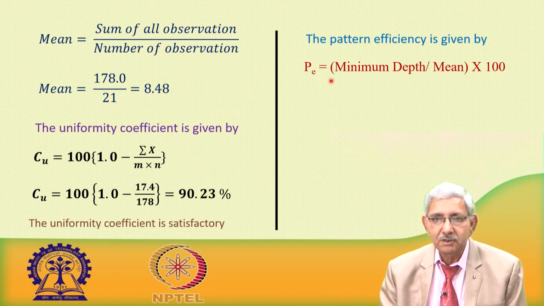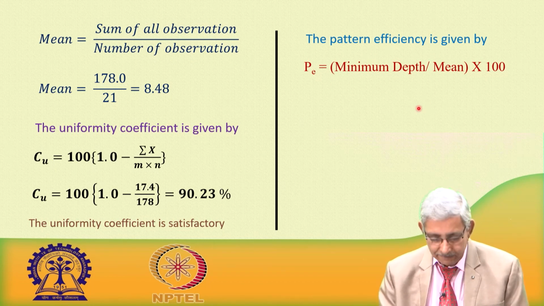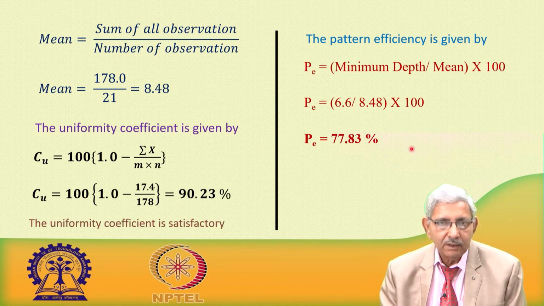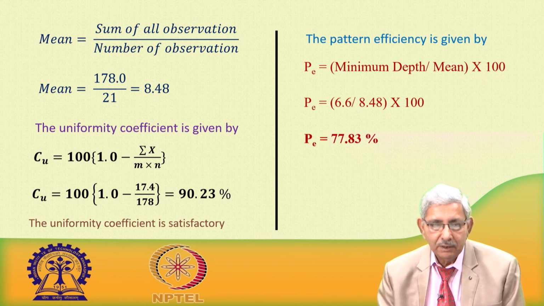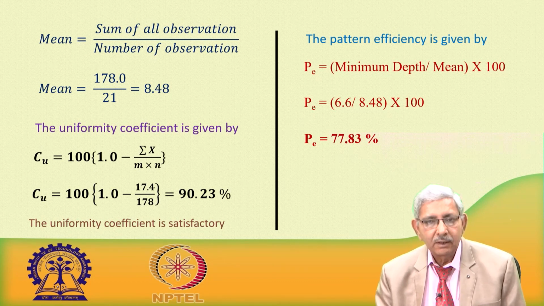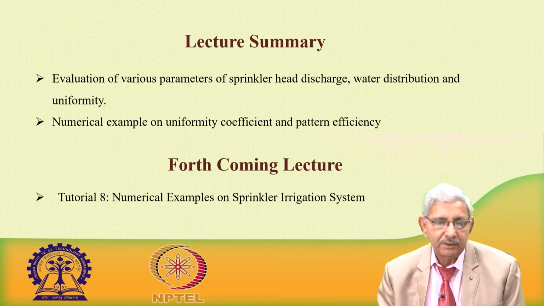Pattern efficiency is given by the minimum depth divided by the mean. The minimum depth, if you remember, was 6.6 millimeter and 8.48 is the mean. So, we are getting 77.83% as the pattern efficiency. This is also a very good indicator that this particular sprinkler system, taken from the field data, is giving very good performance from the operational point of view.